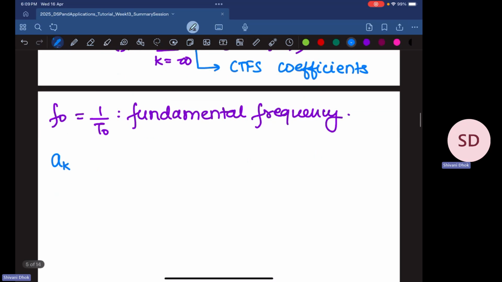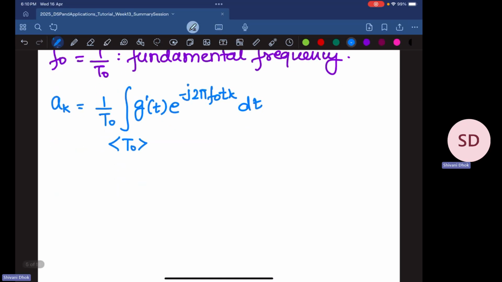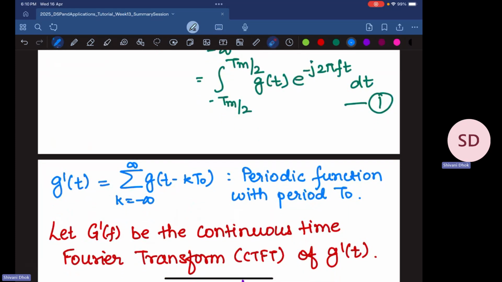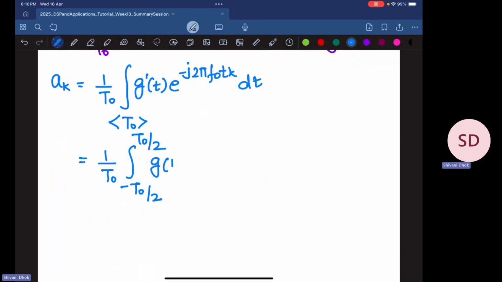And these are given by 1 over t naught, integral over a period of t naught, g prime of t into e power minus j 2 pi f naught t k dt. Now I'll choose this period from minus t naught by 2 to t naught by 2. You can choose any one, but since it is convenient, I'll choose this. And what is g prime of t in minus t naught by 2 to t naught by 2? That is basically when you have k equal to 0. In that case, my g prime of t will be exactly equal to my g of t, into e power minus j 2 pi k f naught t dt.